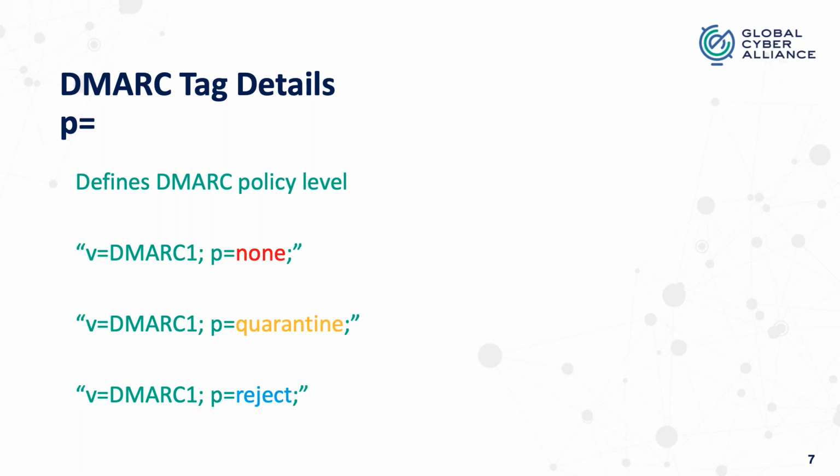Now, the other thing is that when you put in the p tag, this does not turn on reporting. All you're doing with the p tag is defining your policy level, your conformance level for the recipient to follow. But this does not turn on reporting. So just by putting in v=DMARC1 semicolon, p=none semicolon, you've done nothing, really. It's not doing anything. There's no level of enforcement. There are no reports coming in whatsoever. So it's as if you're just taking up space in your DNS.